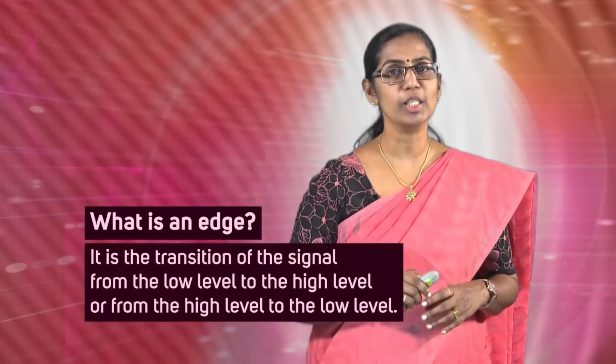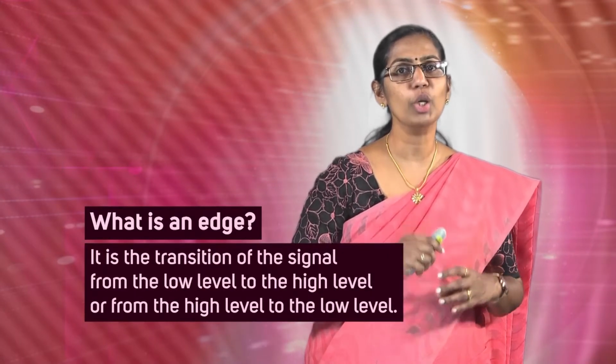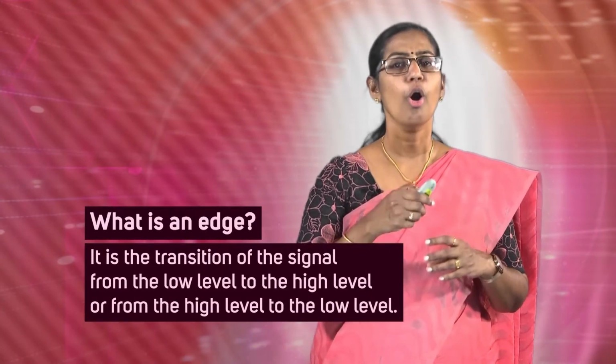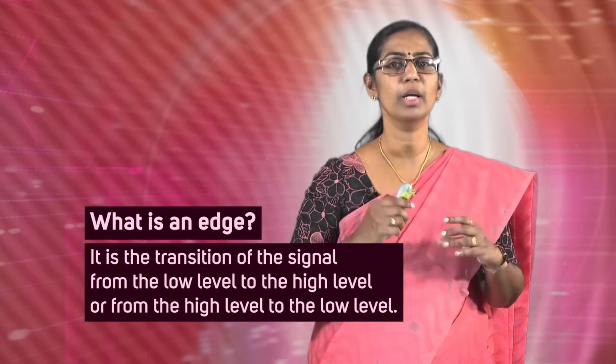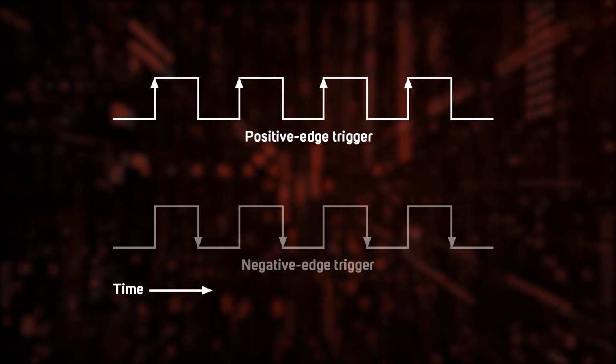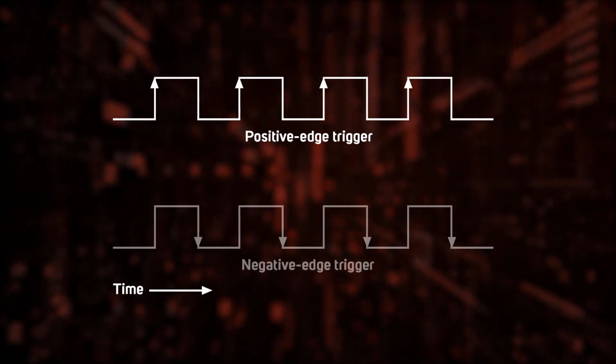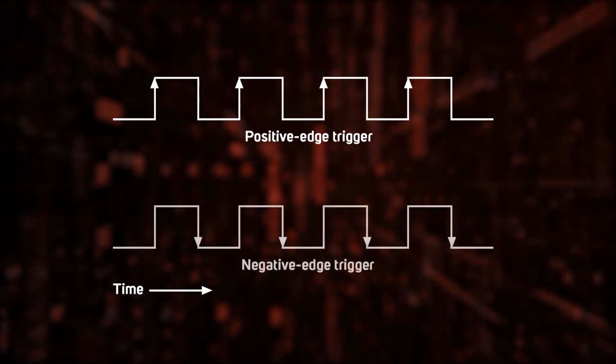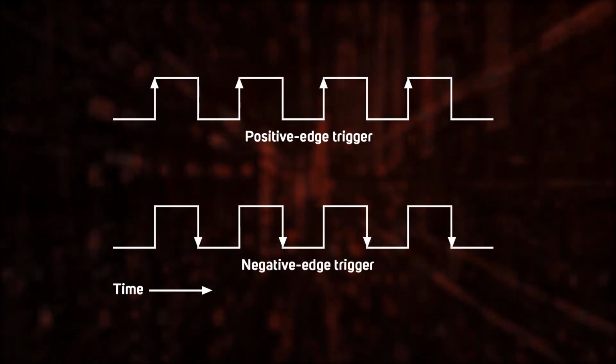What exactly is an edge then? It is the transition of the signal from the low level to the high level or from the high level to the low level. The former is known as the rising edge or the positive edge, and the latter is the falling edge or the negative edge. See this diagram. Now, you can clearly make out the rising or positive edge from the first part of the figure and the falling or negative edge from the second part.